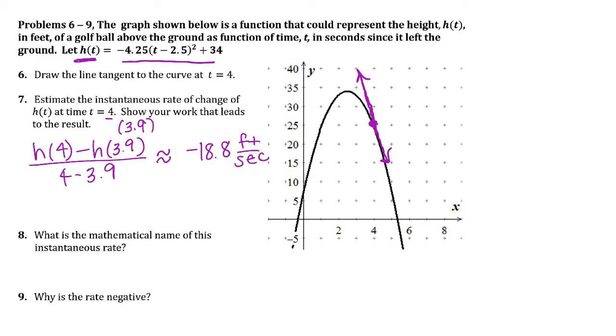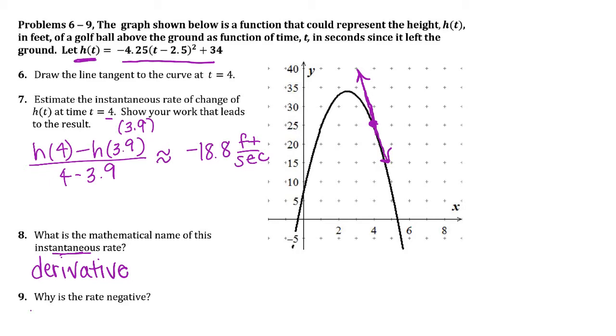And then for number 8, it asks us what is the mathematical name for this instantaneous rate of change. And our mathematical name for this would be a derivative. So our derivative, that's going to be our instantaneous rate of change. Now, why is this rate of change negative? Well, the height of the golf ball is decreasing, so the rate would be negative.